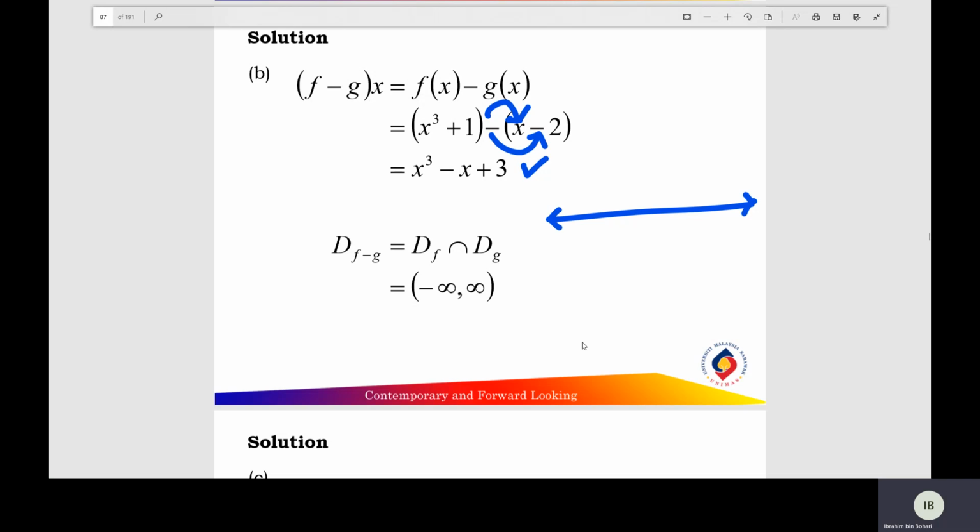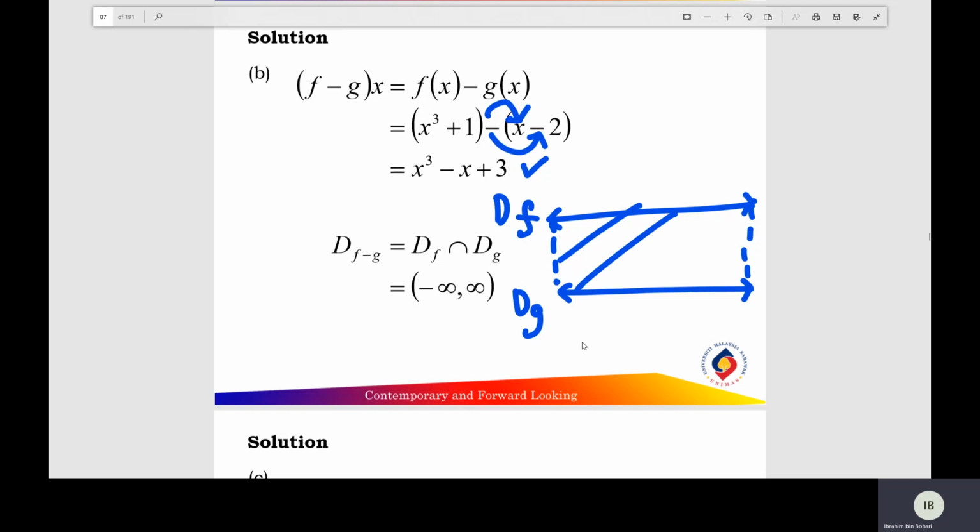So here the domain of the cubic function, Df, all the real numbers. And here the domain of the linear function, all the real numbers. And then you find the intersection between the two number lines. So this intersects for all the real numbers. And the answer is negative to positive infinity.